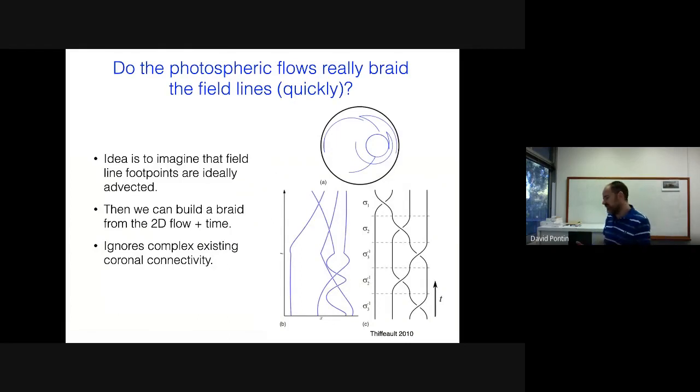And the idea is that you can take those 2-dimensional flows, either from the simulation or from the observations, and you can turn that into a 3-dimensional braid by just imagining that your field line foot points are basically like corks in that flow. So if you take the 2-dimensional flow plus time, that will show you the braiding pattern that's going to be induced on the field lines that are anchored in that flow.